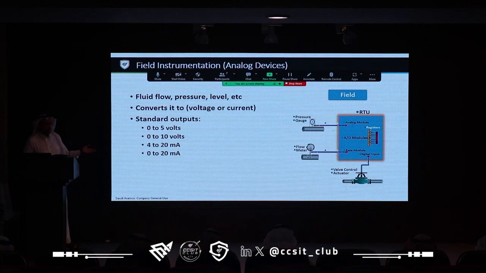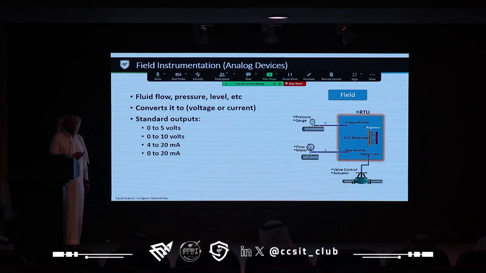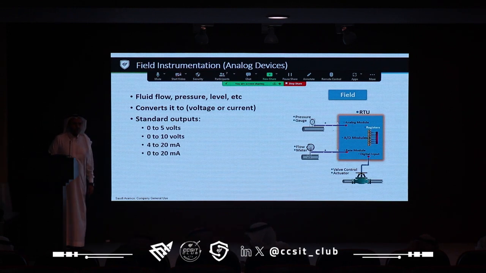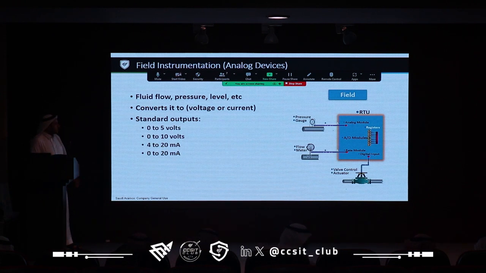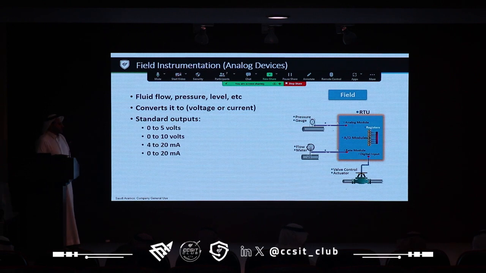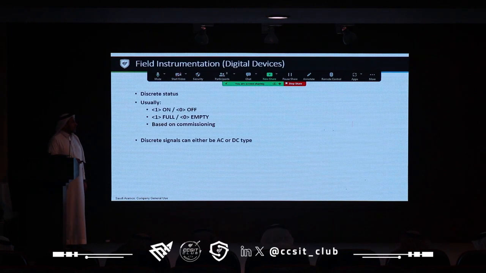It will be from 0 to 5. You can configure it, it's more detailed and technical, or configure it from 0 to 10 based on the function or purpose of the configuration of field devices. Also, the amperes, you can configure it from 4 to 20 or 0 to 20 based on the purpose of using these devices.